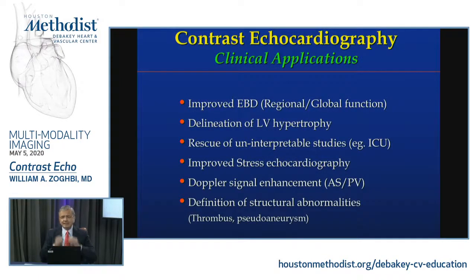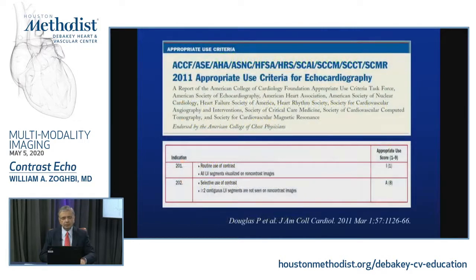This is a list, basically. If you go back, we're enhancing the signal, right? Improving visualization of the ventricle. So that's number one, improvement of assessment of regional and global function. With that comes delineation of hypertrophy. With that comes rescue of uninterpretable studies. Stress echocardiography is not yet a prime indication, but you could see why it would be important. Doppler signals, definition of structural abnormalities, thrombus, pseudoaneurysm. You look at flow for pseudoaneurysm, trying to understand that. So basically, tracking flow and the border between flow and a structure, right? This is what we're talking about here.